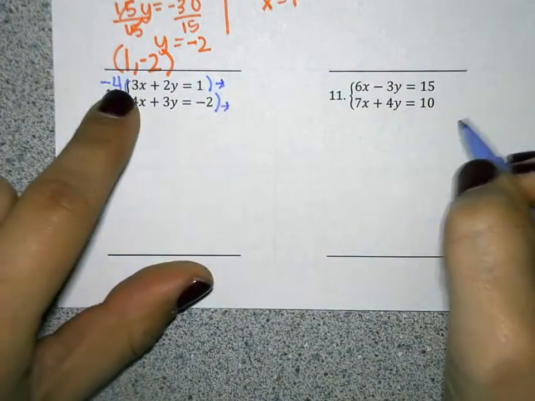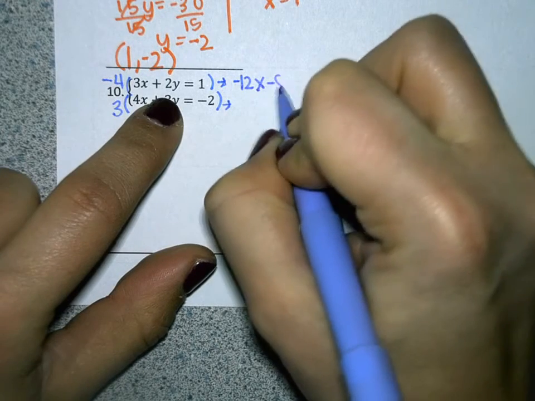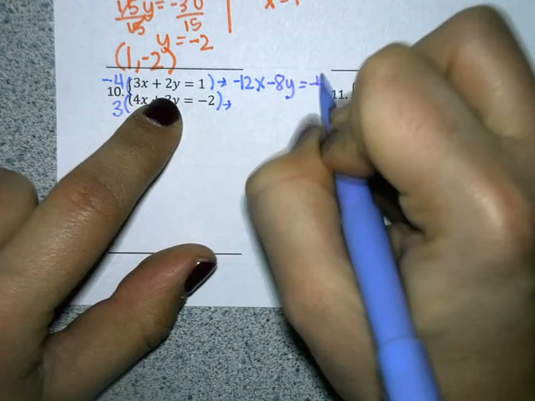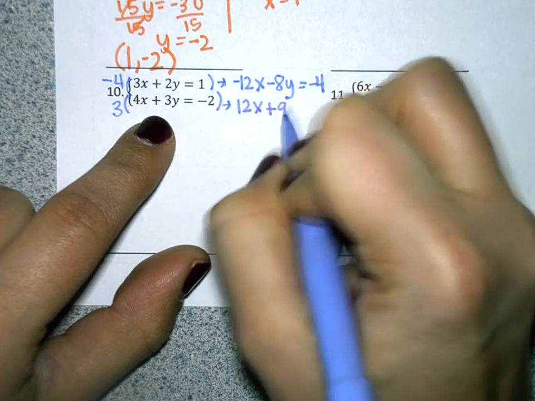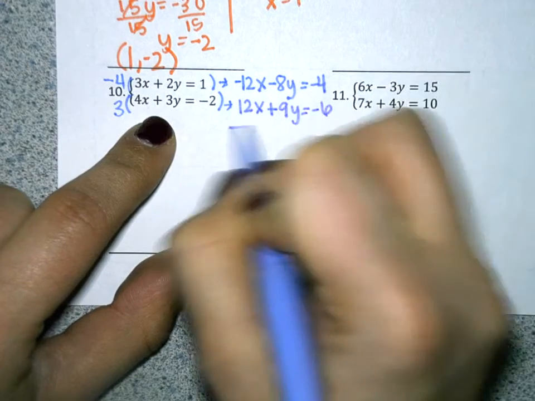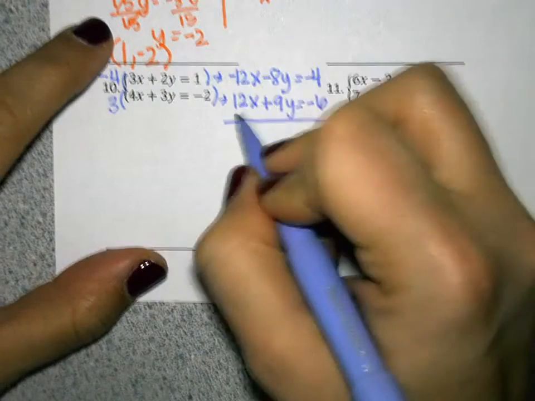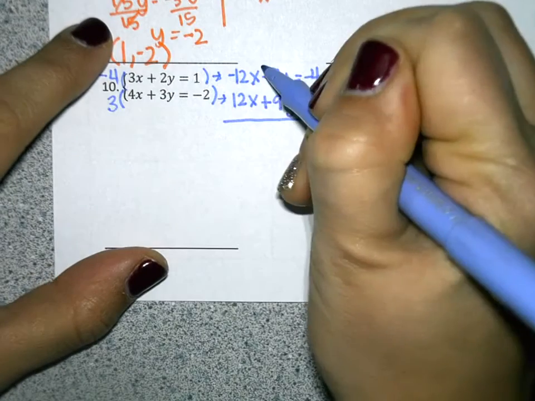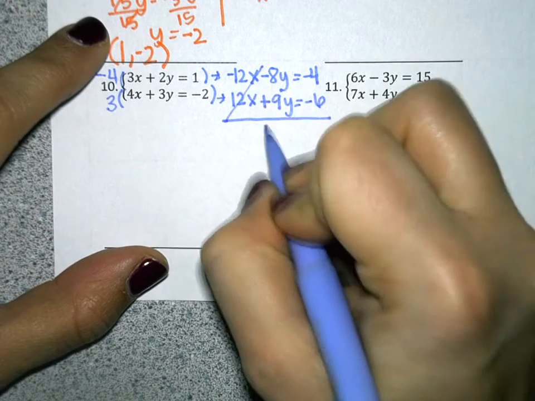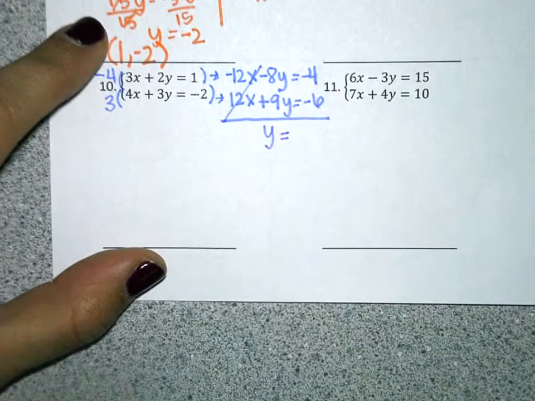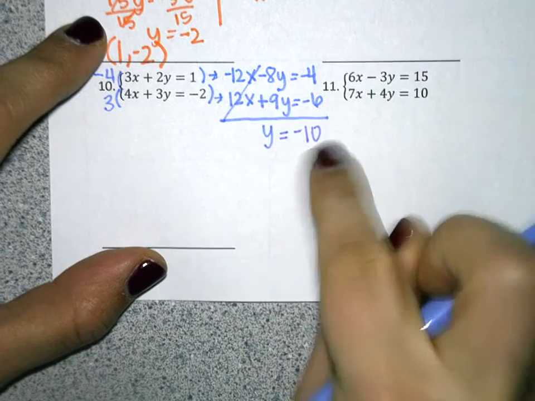So negative 4 times 3x is negative 12x. Negative 4 times 2y is minus 8y equals negative 4. And then I multiply the bottom by 3. That gives me 12x plus 9y equals negative 6. So when I add straight down, negative 12x plus 12x eliminates. Negative 8y plus 9y gives me positive 1y. And negative 4 minus 6 gives me negative 10. So I have y equals negative 10.